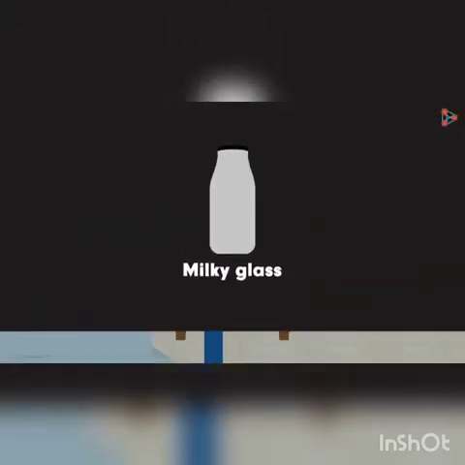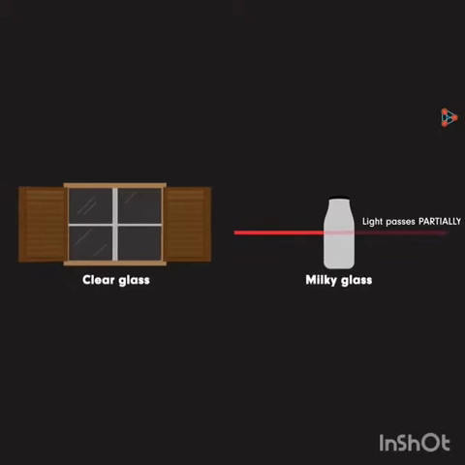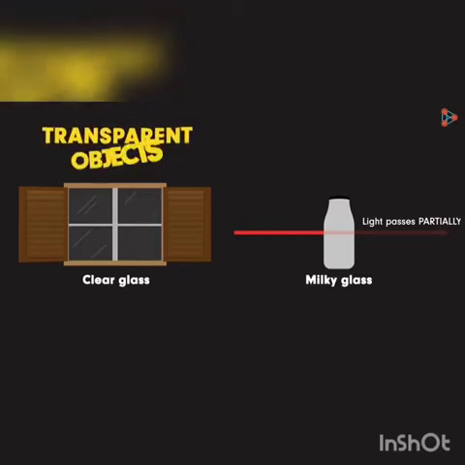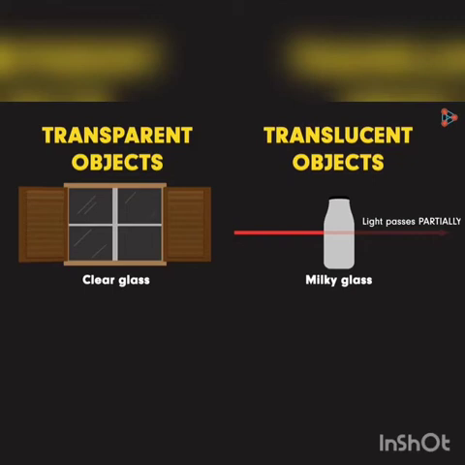Yes, milky glass allows light to pass through it, but only partially, and one can see some light coming through it. What is the difference between the two? While the objects like clear glass are called transparent objects, the objects which allow light to pass through them partially are called translucent. We can easily think of examples of opaque objects.